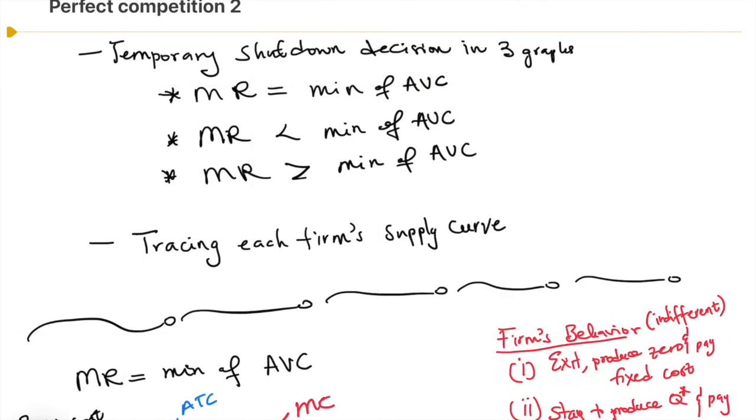Hello again. We are back to continue perfect competition. We will continue to look at temporary shutdown decisions in 3 graphs.